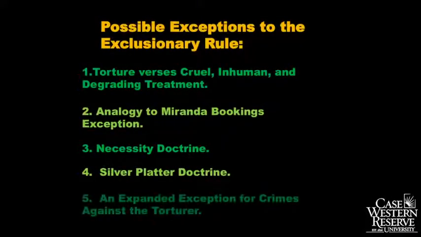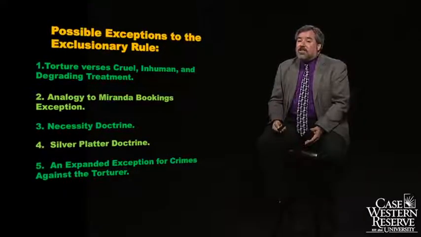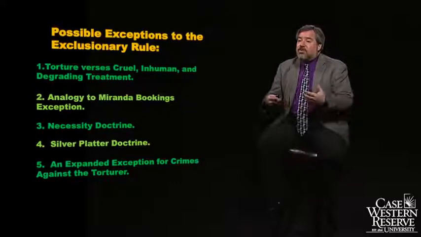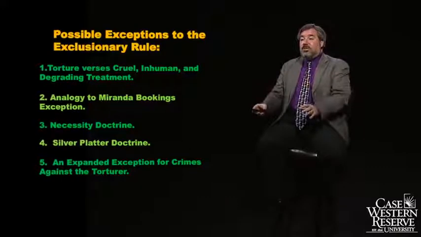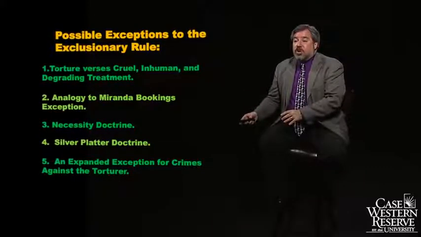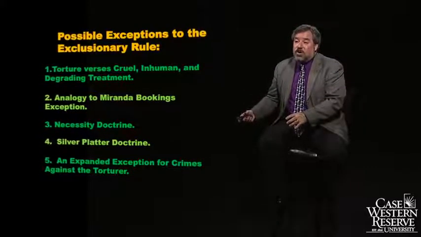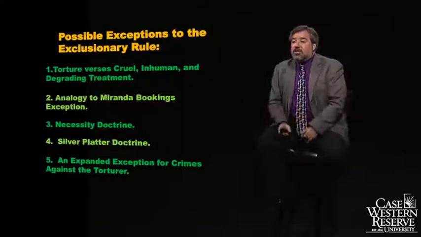So finally, should there be an expanded exception for crimes against the torturer? And here, this goes to the question of whether the torture evidence exclusionary rule's exception for using evidence to prove that the torture occurred in a case against the torturer should be expanded more broadly. Now let's look at this very carefully. The exception was there to prove that if somebody committed an act of torture and the only evidence that they were the torturer was the actual documents that came from the torture, that shouldn't be excluded.